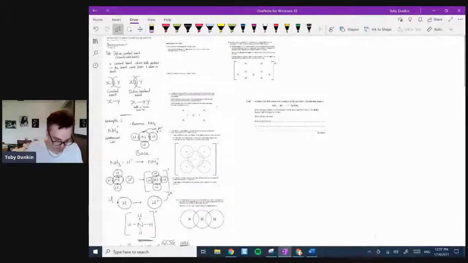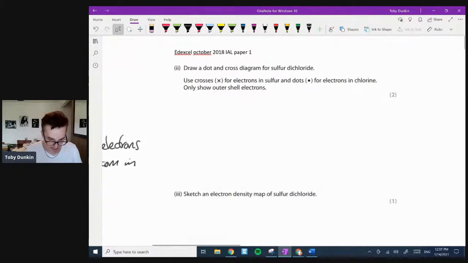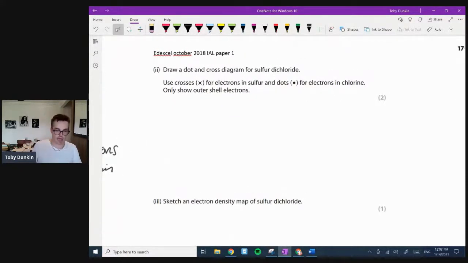So in A-level, all of a sudden, I've just gone to A-level papers and grabbed as many examples as I can. So it says here, draw the dot and cross diagram for sulfur dichloride. Right, so convert to stick. So it's telling you the number of chlorines that sulfur is attached to. If that had said sulfur trichloride, you'd have added 3 Cls onto it, but they've given you this one.